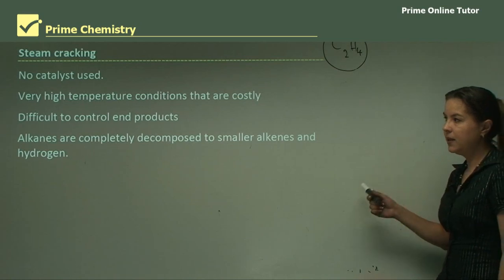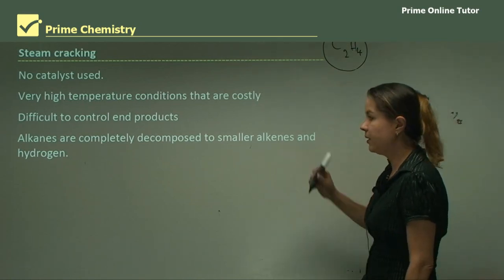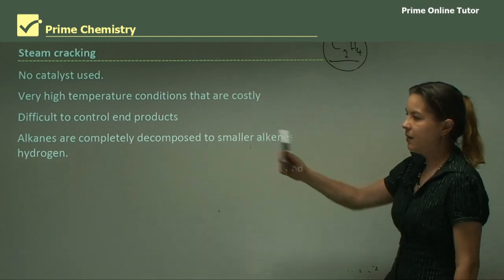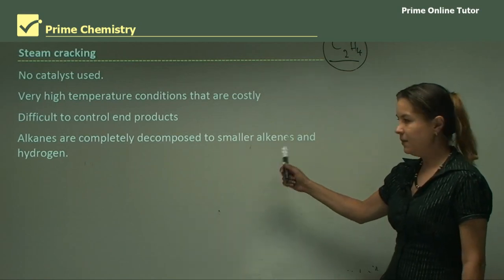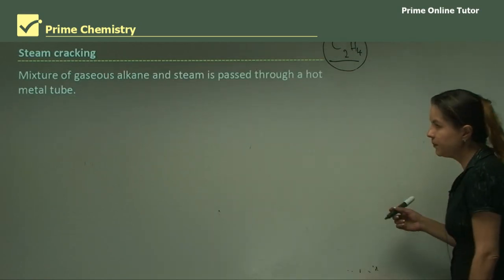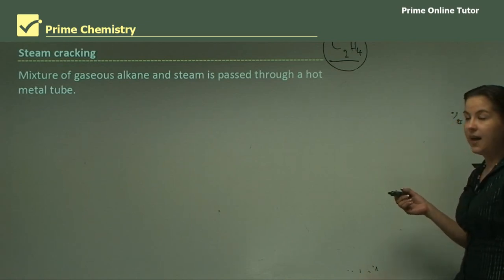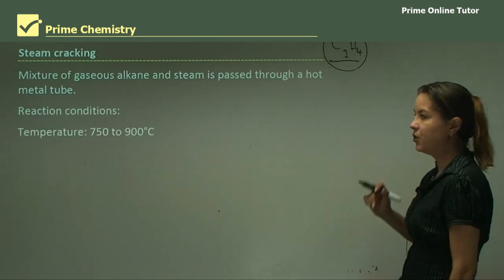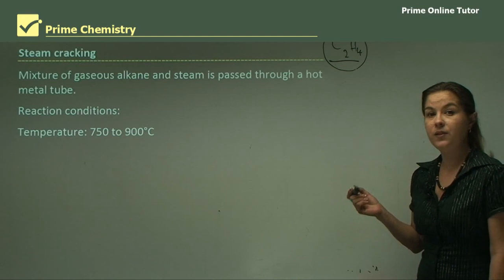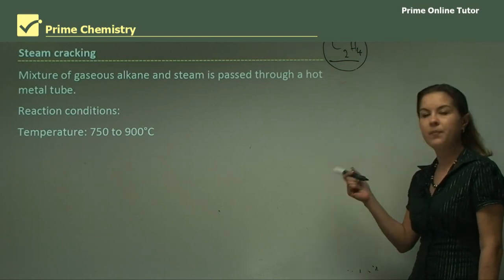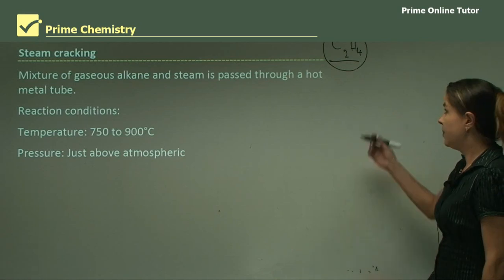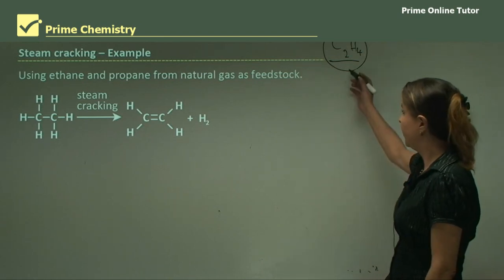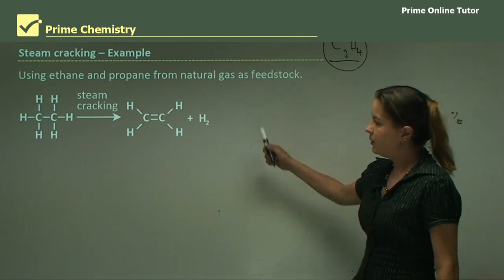What happens in steam cracking is that you start with an alkane, usually a relatively short alkane, and you end up with a small alkene, our end product, and a byproduct. In the case of ethane, our byproduct is hydrogen. So, a mixture of the gaseous alkane is introduced, and steam is passed through a hot metal tube. As they go down the tube, at a very high temperature, 750 to 900 degrees, so it's higher than catalytic cracking, the pressure is about the same, just above atmospheric, and you'll get your end product, which is ethylene.